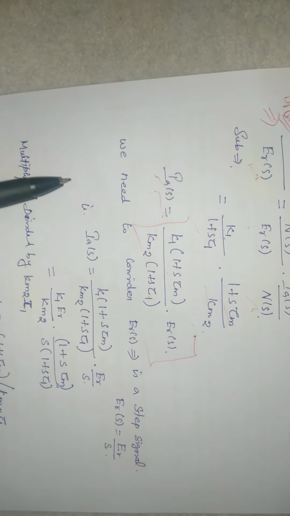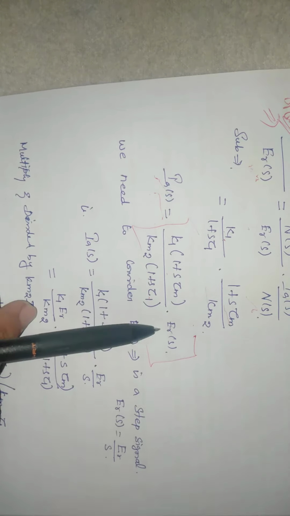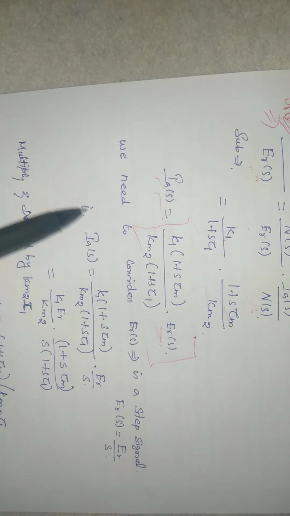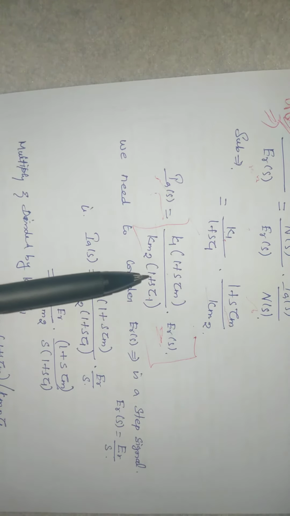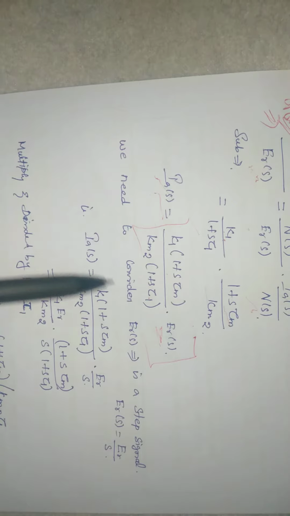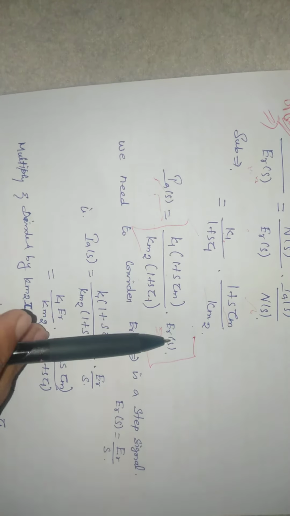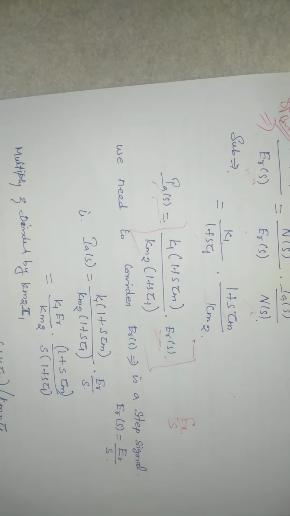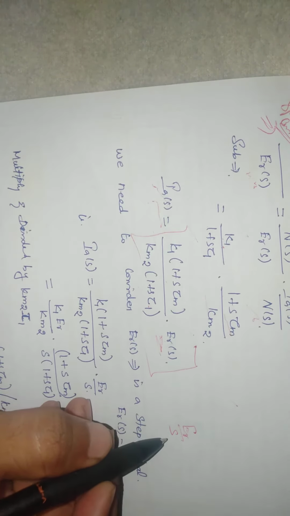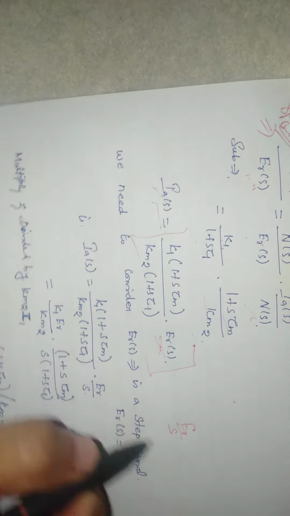Now in this equation we need to identify one term. What is that? In this equation, this Er(s), the error signal, we should not give randomly. We are giving a step signal into the speed controller as a reference signal. So we are taking a step signal, in the sense Er(s) will be rewritten as Er divided by s. Okay. So now Er(s) is nothing but Er divided by s as a step signal.